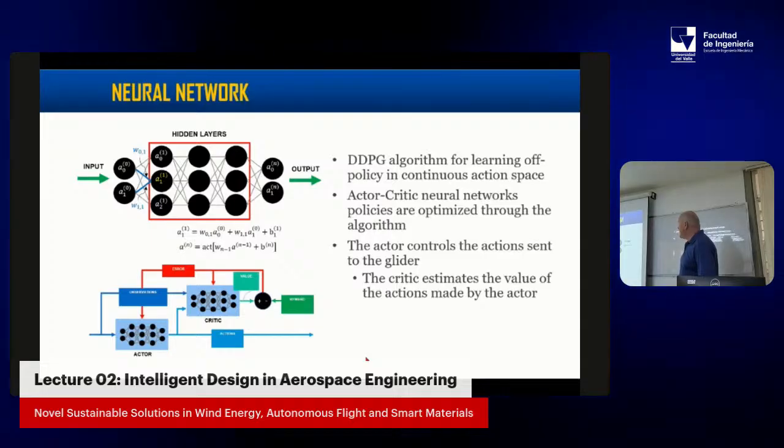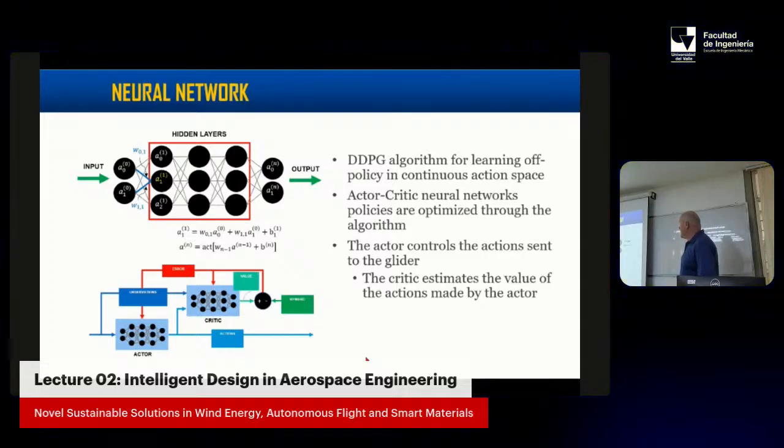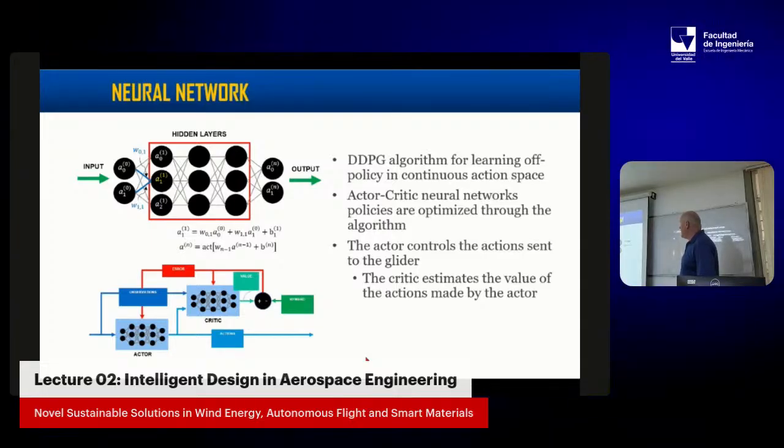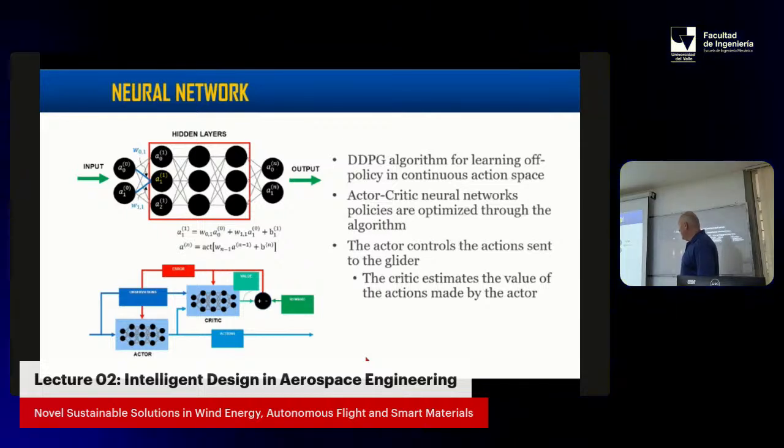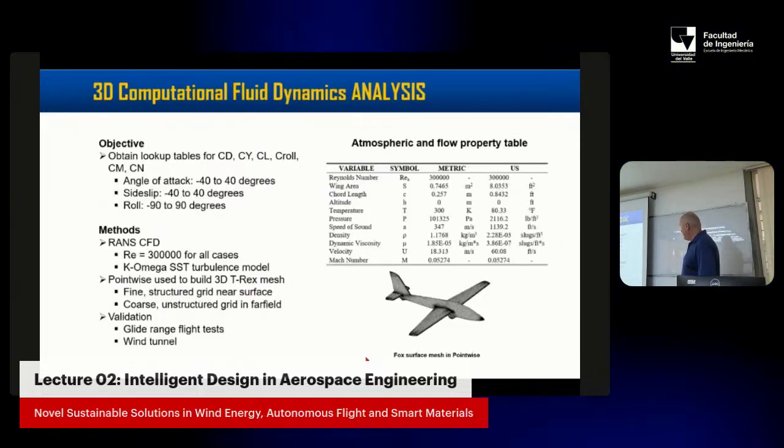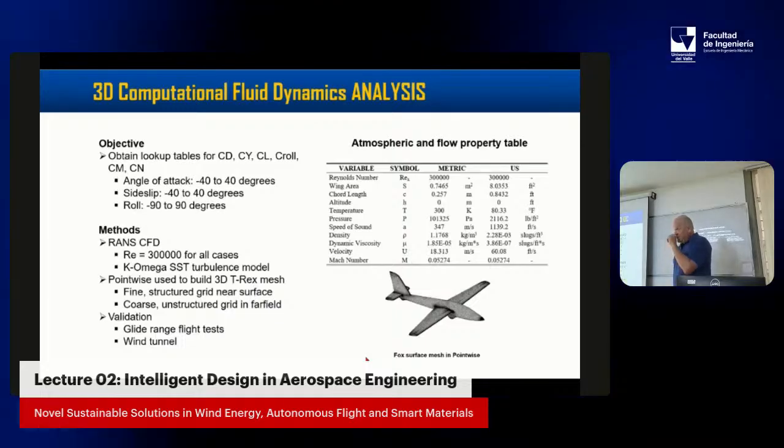That controls the action sent to the glider. So the critic evaluates the actions made by the actor, and so on. So, actor-critic neural networks, policy optimized. But this is not so simple.